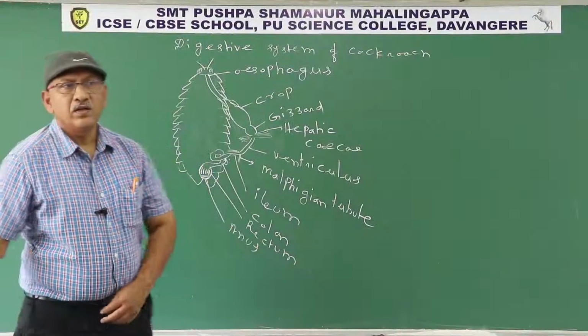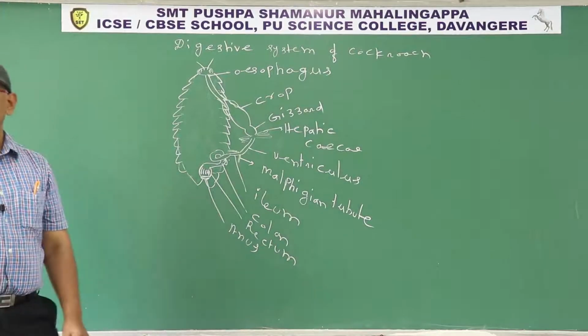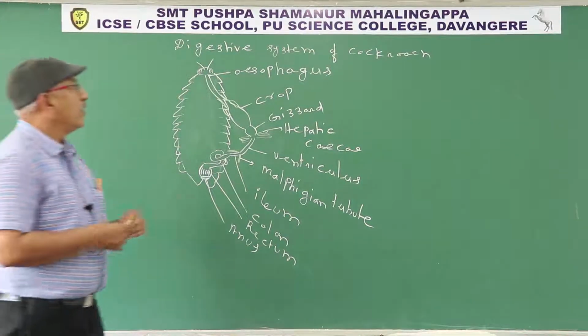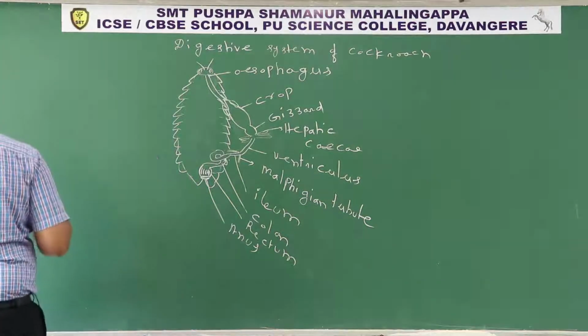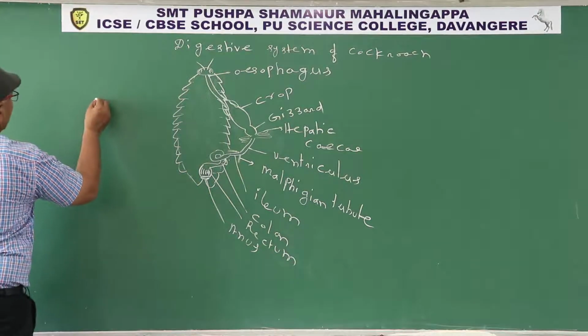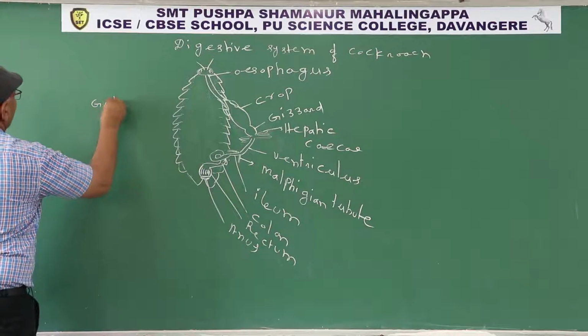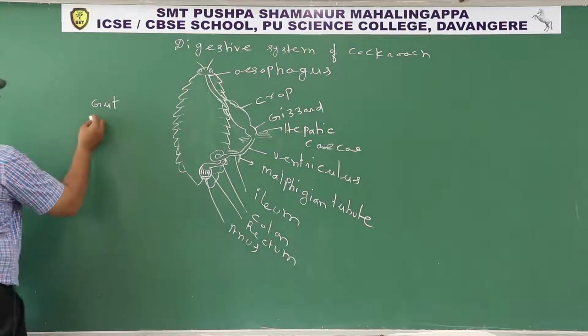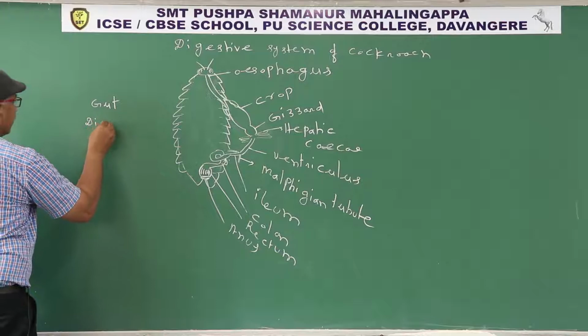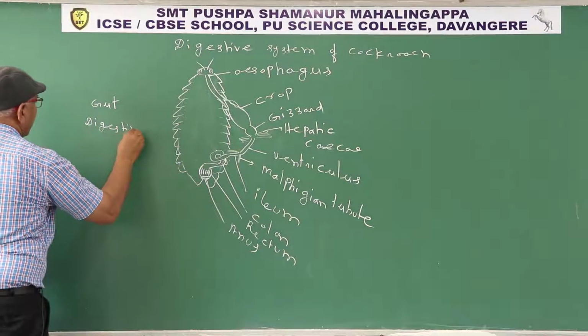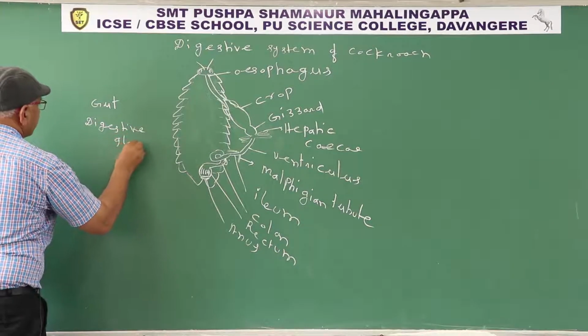Good morning everyone. Now we discuss the digestive system of cockroach. The digestive system of cockroach consists of gut, also known as alimentary canal, and digestive glands.